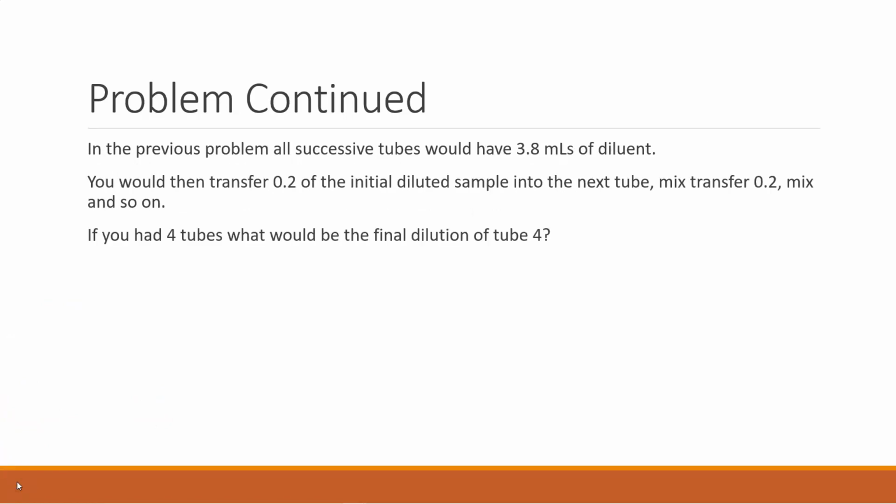So in the previous example, we set up our tubes and we add 3.8 mLs of diluent to each tube. We would then transfer 0.2 mLs of the initial diluted sample into the next tube. Mix real well, transfer 0.2, mix real well, and so on. If you had 4 tubes, what would be the final dilution?